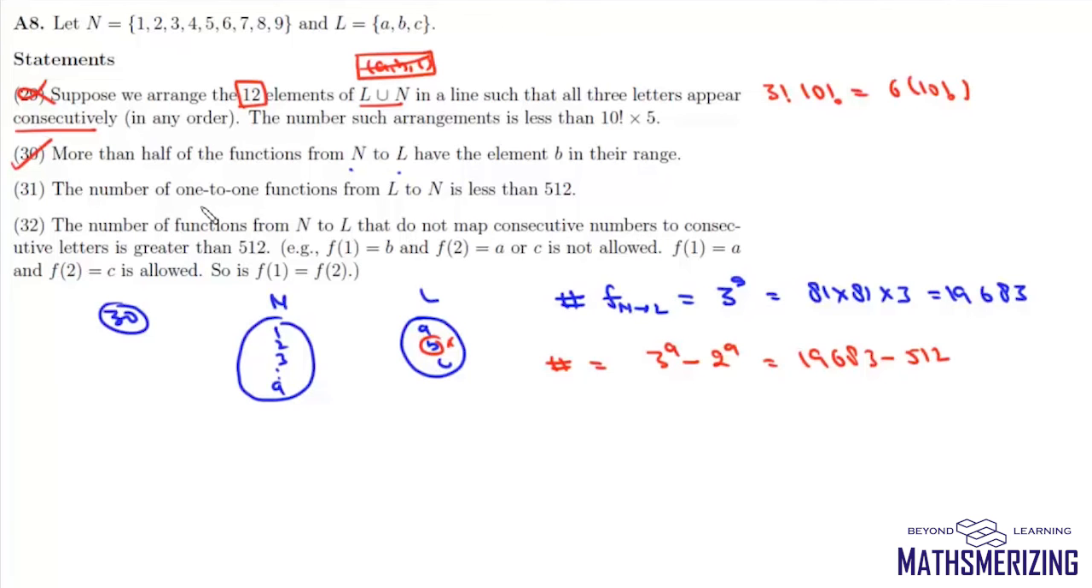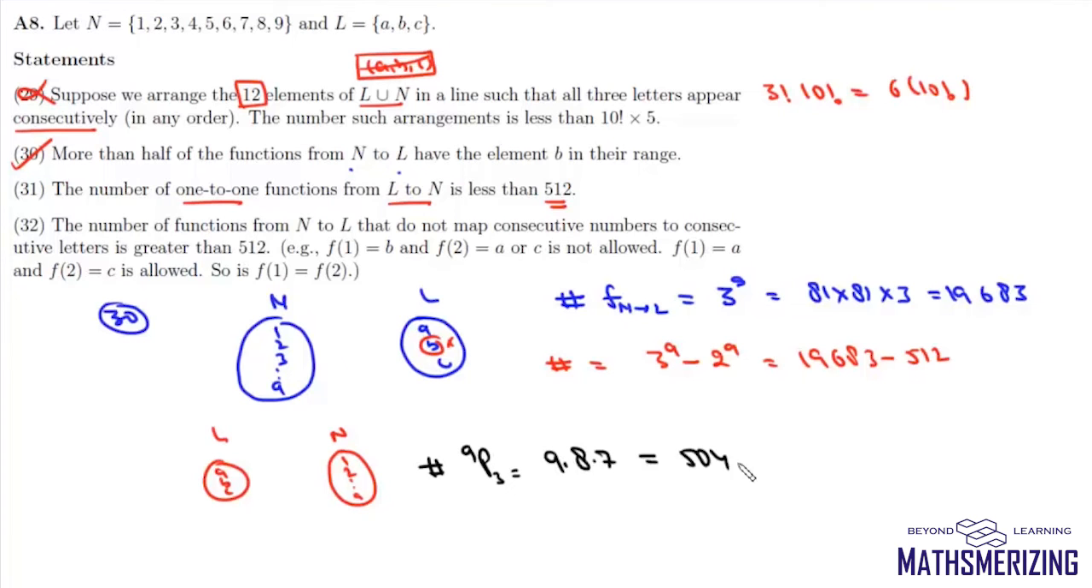Now 31 is, the number of one-to-one functions from L to N is less than 512. Now here we are defining functions from L to N. So we have A, B, C, and in N we have 9 elements from 1 to 9. Now the total number of one-to-one functions will be given by 9P3, which is 9 times 8 times 7. The value is 504, which is less than 512. That means statement 31 is also correct.